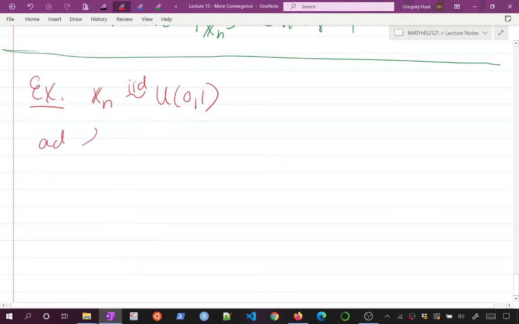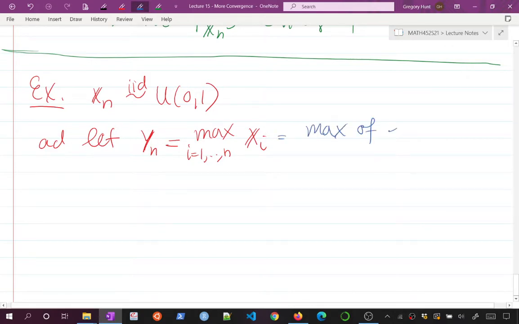And let yn be the maximum of the first n of these. So if i goes 1 to little n, it's the maximum of the first n xi. So y1 is just x1. y2 is the maximum of x1 and x2. y3 is the maximum of x1, x2, and x3. y4 is the maximum of x1, x2, x3, and x4, right?